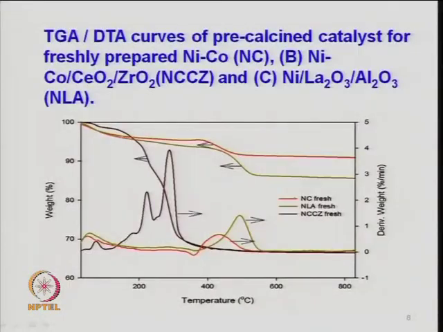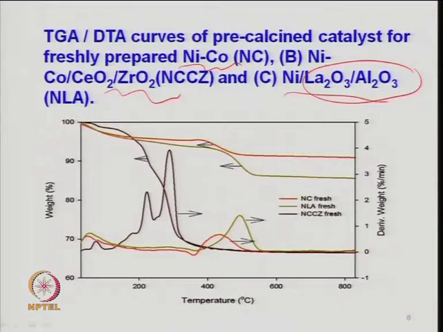So, by doing TGA of the pre-calcined sample you can find out the calcination temperature. So, here we have just taken nickel cobalt, right, nickel cobalt on ceria zirconia. So, basically used for reforming of these bio oil components or methanol, ethanol. So, these kind of metals can be used for reforming reaction. Another is nickel on lanthanum oxide, aluminum oxide, which is again a composite support here. So, these are pre-calcined catalysts. So, this will be in the form of nitrate components, right.